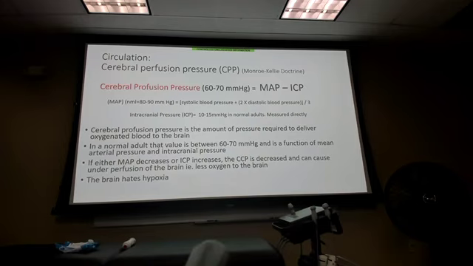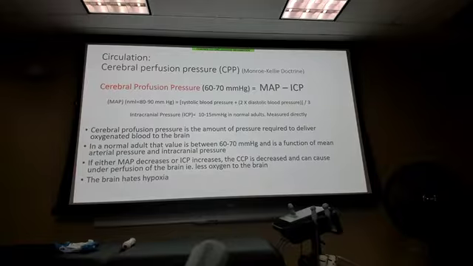amount of pressure that we need to deliver oxygenated blood to the brain. Think of it like your blood pressure, but for your brain. Normally we want it, like normal is between 60 and 70, and it is the difference between your MAP, or mean arterial pressure, minus your intracranial pressure.